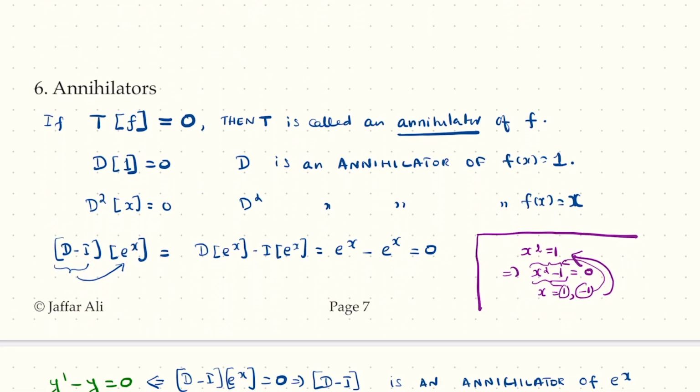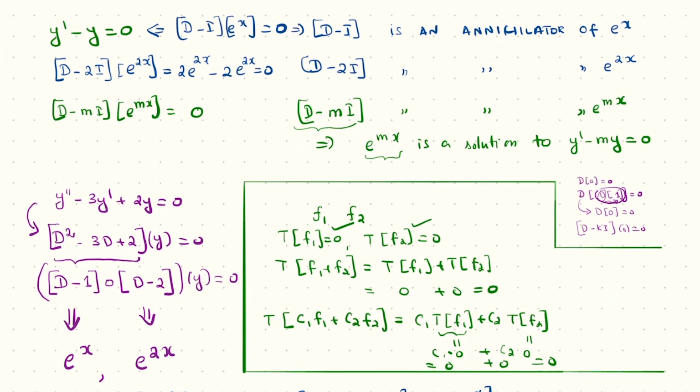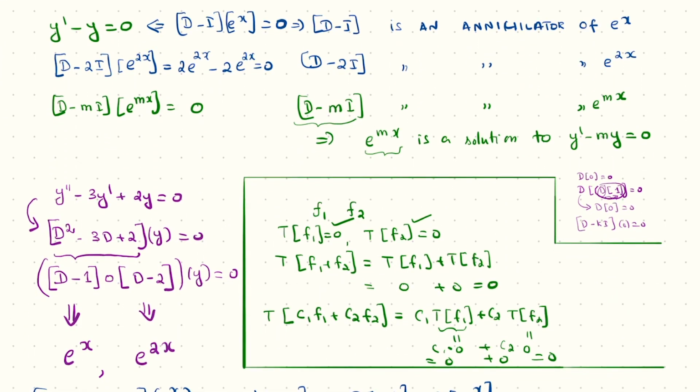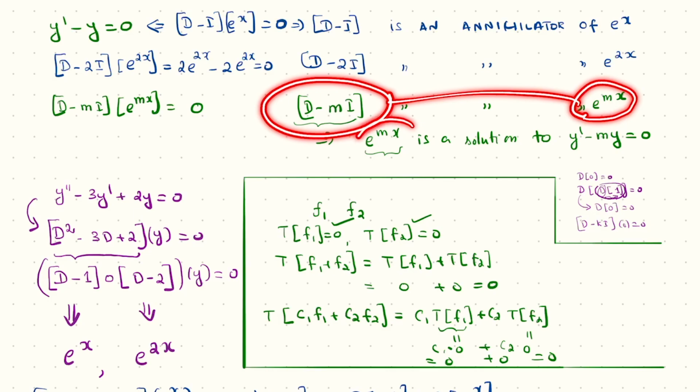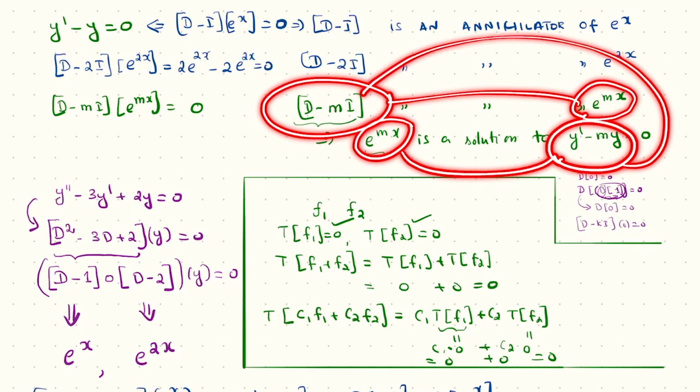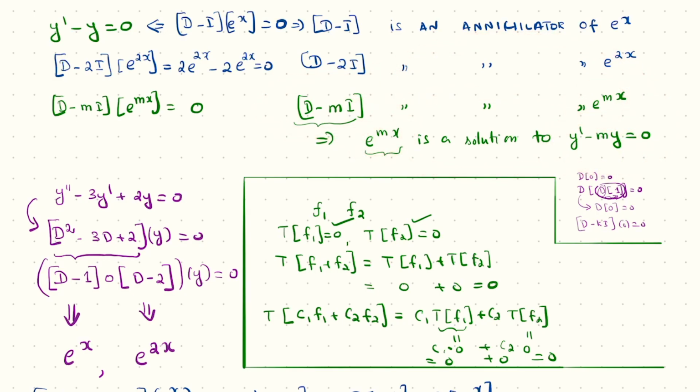The most important thing we talked about is annihilators. We looked at how a function that gets annihilated by an operator becomes a solution to the corresponding differential equation. So if you take a look here, e to the mx gets annihilated by this operator, and therefore e to the mx is a solution to the differential equation which comes off of this operator, right?